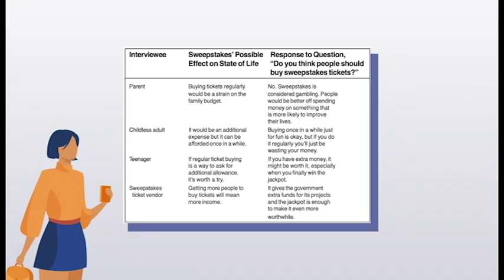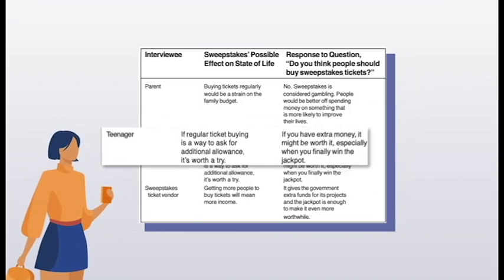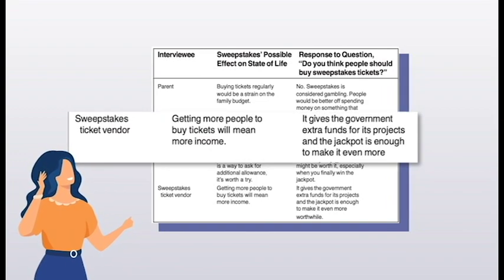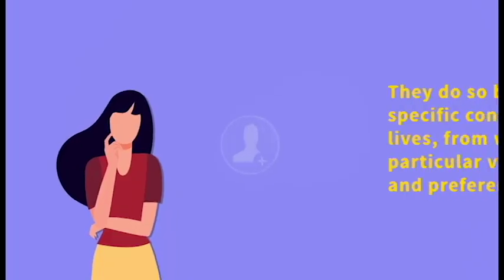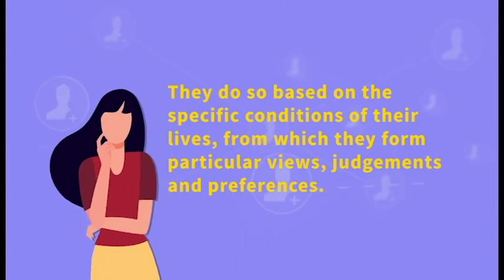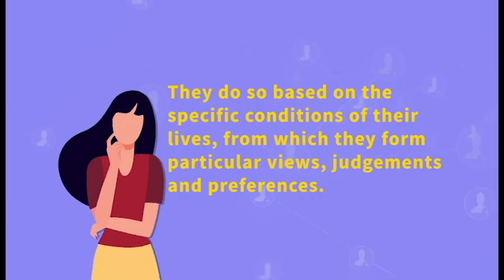The teenager, being the youngest, is a bit reckless and immature. For her, it's okay to spend any extra money she has on sweepstakes tickets. The ticket vendor wants to sell more tickets, so she emphasized the benefits of buying sweepstakes tickets. This activity demonstrates how people develop biases. They do so based on the specific conditions of their lives, from which they form particular views, judgments, and preferences.